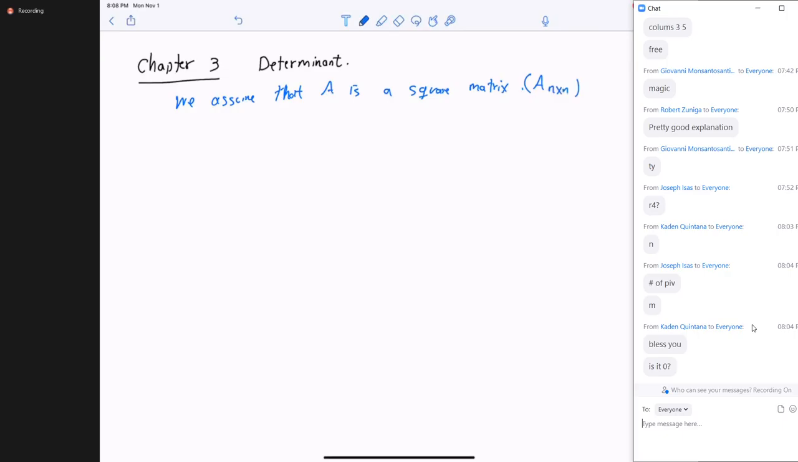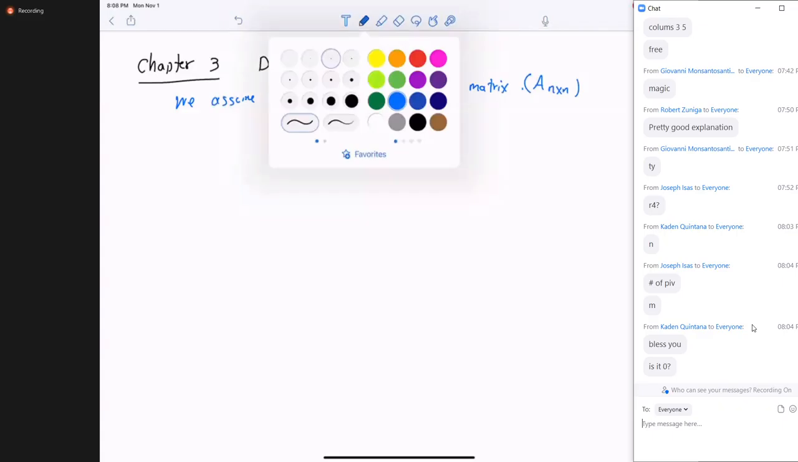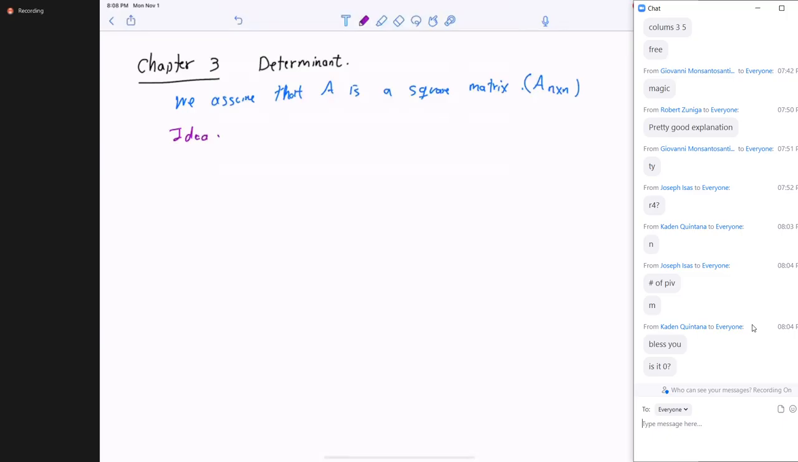Actually, the idea is to associate with A, n times n, a number, denoted by the determinant of A, or we use this notation for that, A with the absolute sign around it.